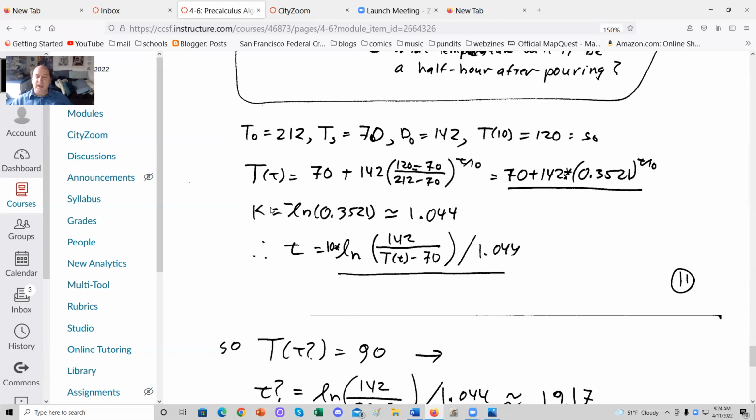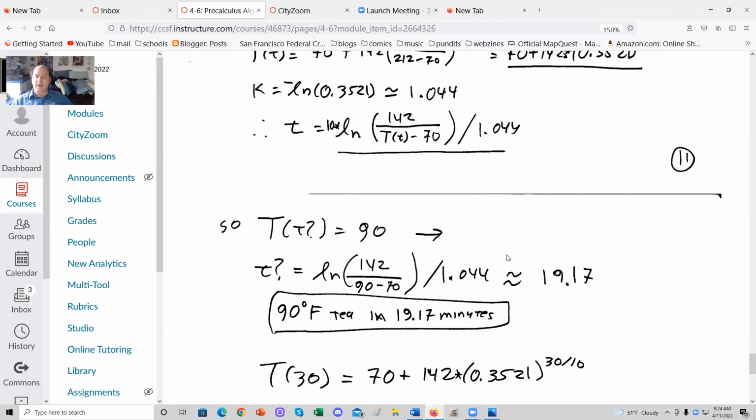So after a bit of calculation, K equals negative common log of 0.3521, which is about 1.044. So the time is 10 natural log of 142 over T of T minus 70, over 1.044. So when the temperature at time T is 90, the time is natural log of 142 over 90 minus 70, over 1.044. After a bit of calculation, that's 19.7. So the time to reach 90 degrees is about 19.7 minutes.